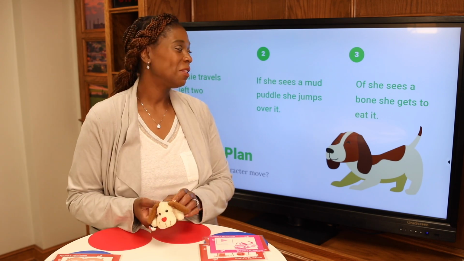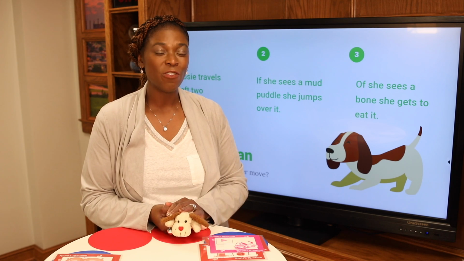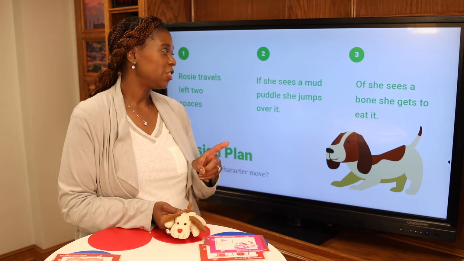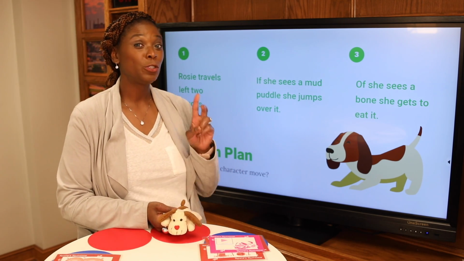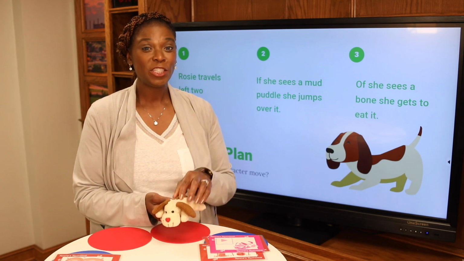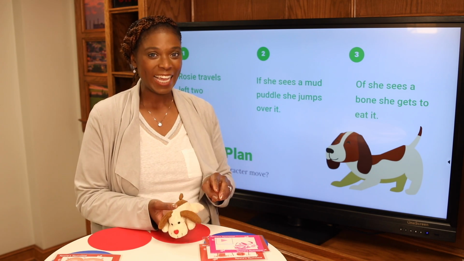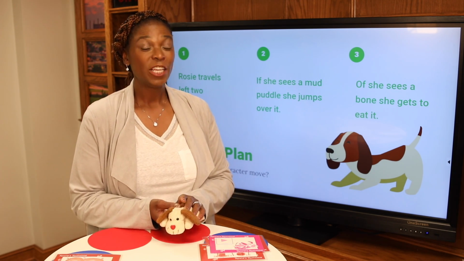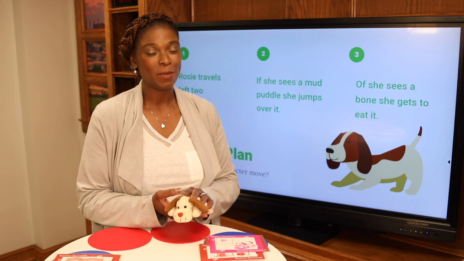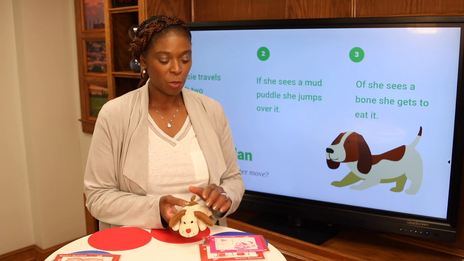Hi, we're ready to plan our design with Rosie. I have Rosie here, and let's go over our design plan. First, we're going to have Rosie travel 2 spaces. If she sees the mud puddle, she's going to hop 2 times over the mud puddle. Second, if she sees a bone, she's going to hop 2 times because she's so excited and pick up the bone. Let's see how Rosie goes.